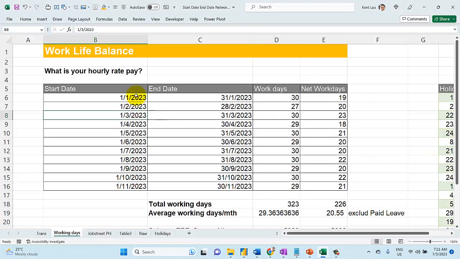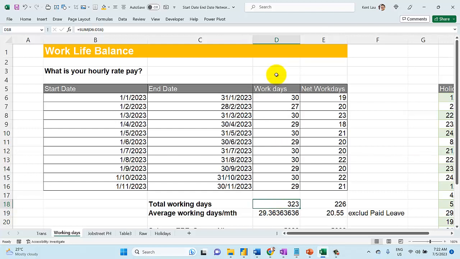Every month there is a start date and an end date. Of course, we assume that the work days is 30 days. How do we get this? It's basically the end date minus the start date. So that's where we get 30 days. We do this for every single month, and we get an idea of 323 days we work.